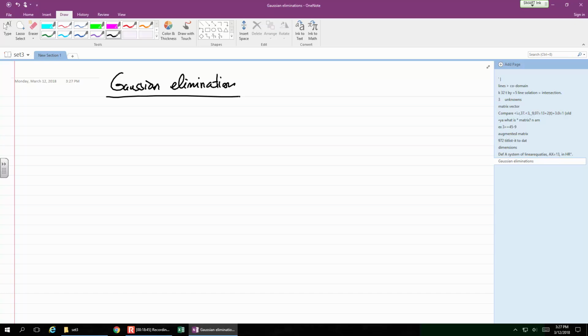So Gaussian elimination. Which means that we have already made that step of converting our system to its augmented matrix. Okay, so then we know what we're after: find its reduced row echelon form.